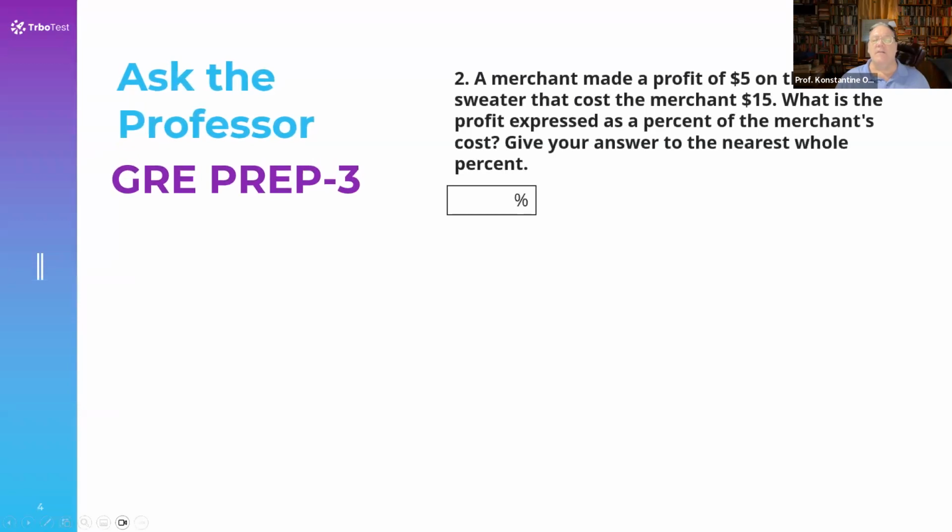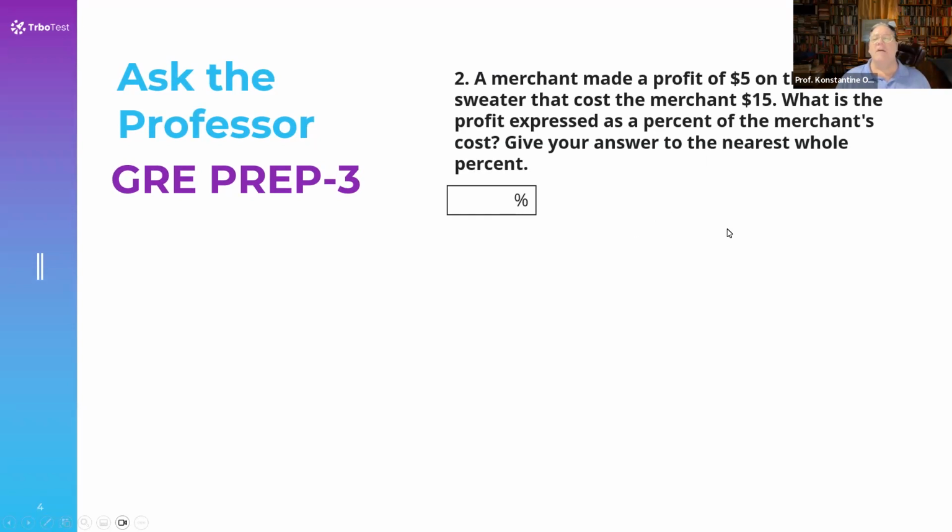The next question that's brought to us today is, a merchant made a profit of $5 on the sale of a sweater that cost the merchant $15. What is the profit expressed as a percent of the merchant's cost? Give the answer to the nearest whole percent. Now, this is a very straightforward and easy question. Again, something you could solve in your head.